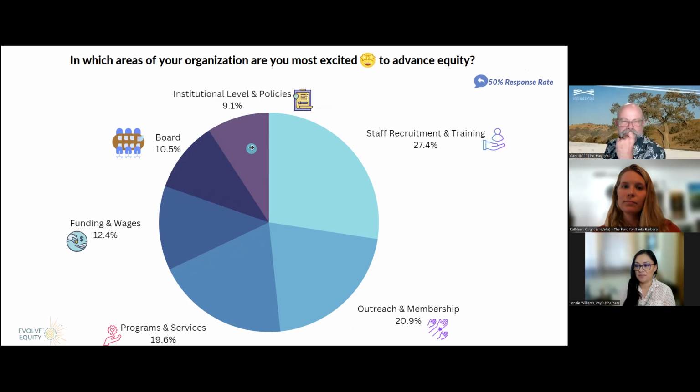We really were looking at this purple pie chart of institutional level and policies, and how cool would it be to have a PFE goal and commitment that we all make together today, as how are we going to move up this 9% for the future, and how might we be ready to do these institutional level and policies changes, because our readiness is different for different areas. And this kind of shows us, okay, we're comfortable doing staff recruitment and training. We're not so comfortable yet with institutional level and policies.